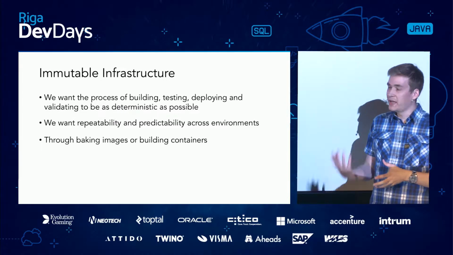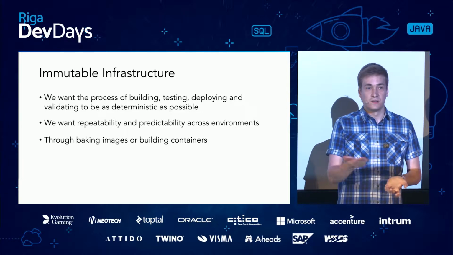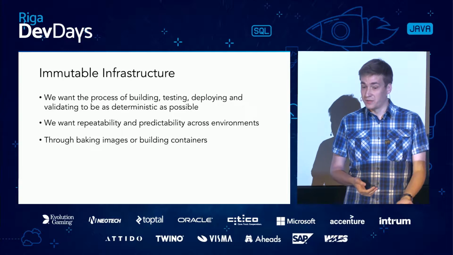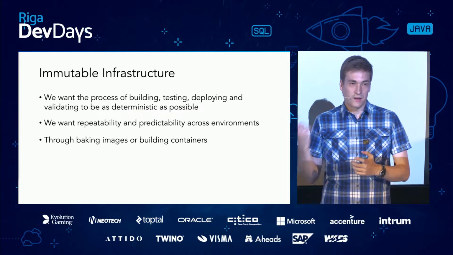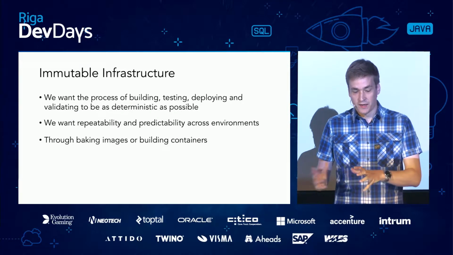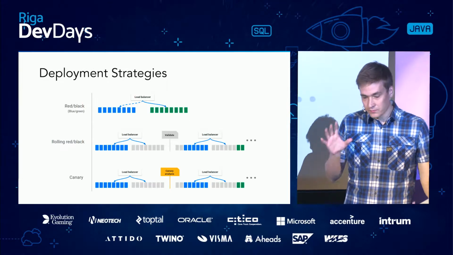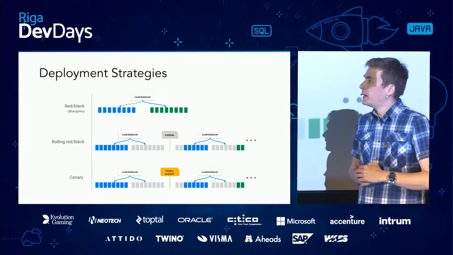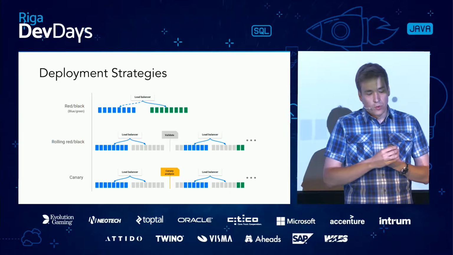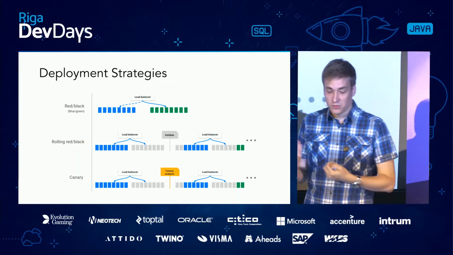And you can do that through baking images or containers. So for instance, if you're on the cloud, the Amazon images or Google Cloud images or Azure images, and you can also use Docker containers, I think, on all of those clouds. So that's a way to make immutable infrastructure happen. If you combine that with deployment strategies, having these containers is one thing, but rolling them out in a certain strategic way is an important part as well.